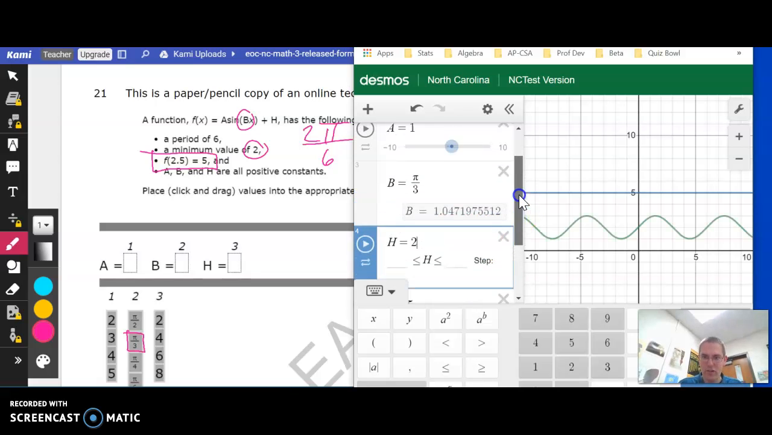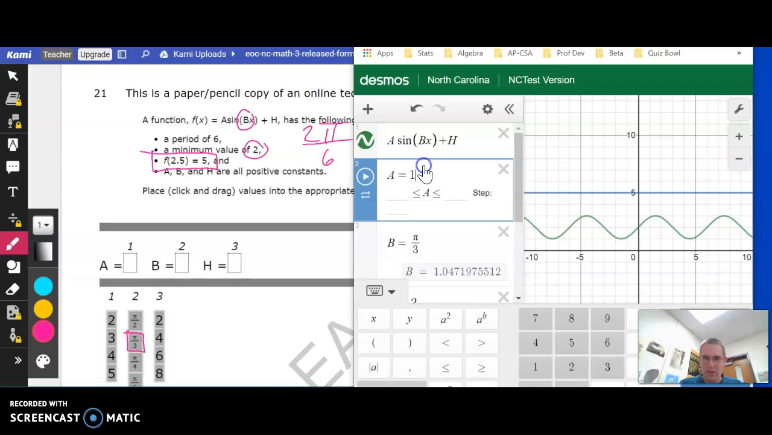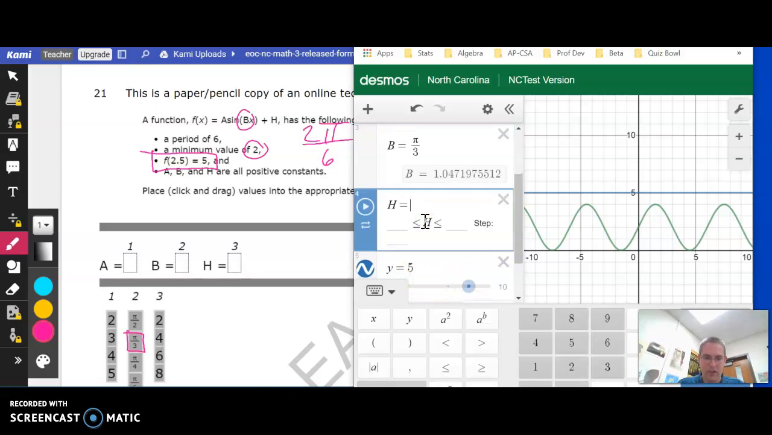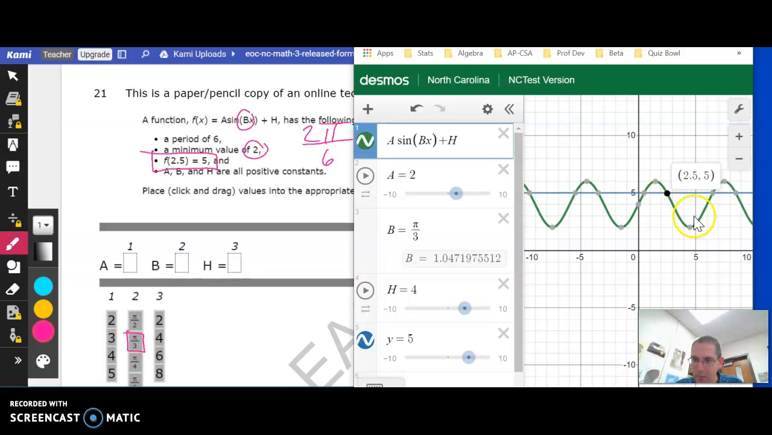Let's go back to h is 2, and let's start messing with a. So if h is 2 and a is 2, you notice it still doesn't work. But now that I've let a be 2, I'm going to have to try and mess with h again. So I'm going to make h be 4, and that's 2.5, I think. Yep, and the minimum value really is 2. So I think we have a winner, winner, chicken dinner. I have a minimum of 2, 2.5, and then I believe the period is correct.